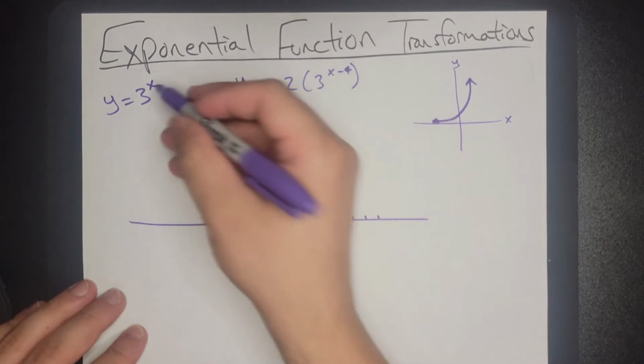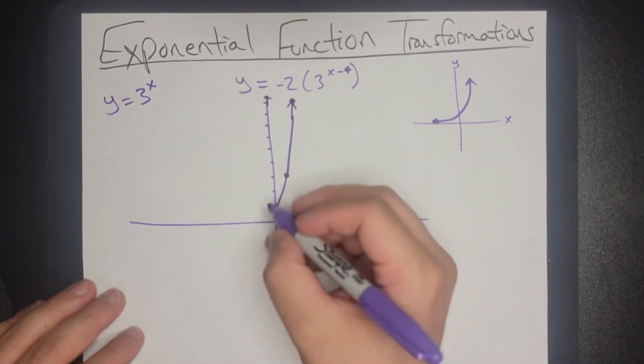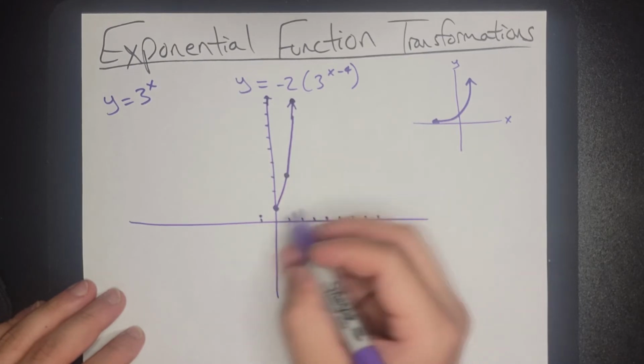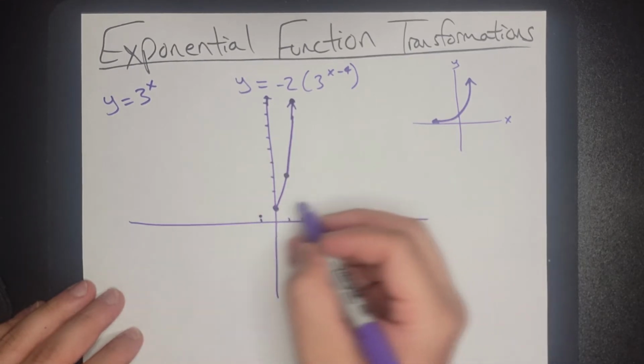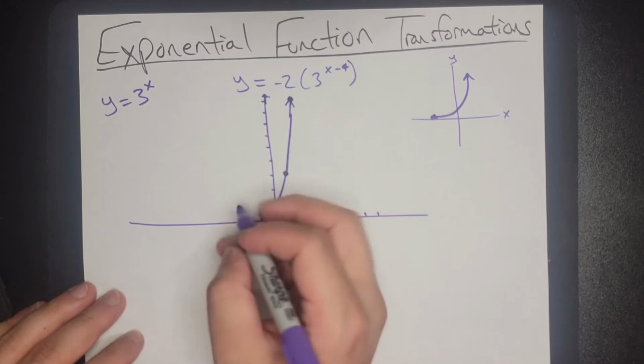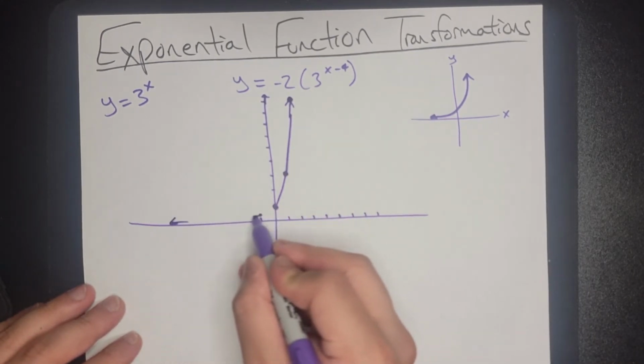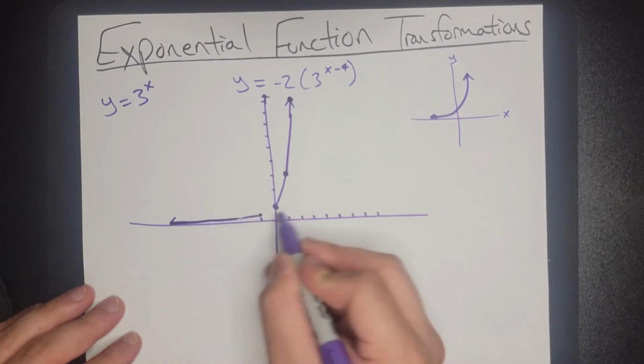And if you put 3 to the negative 1, you'd get a very small number. So it'd be somewhere here. And it would just continue becoming a decimal number. It would just keep getting smaller.